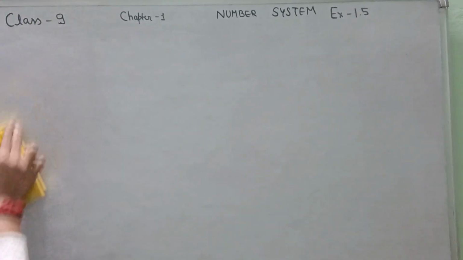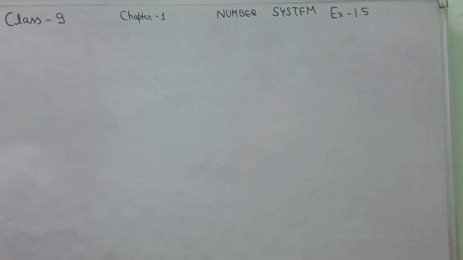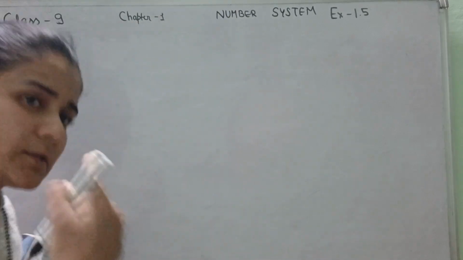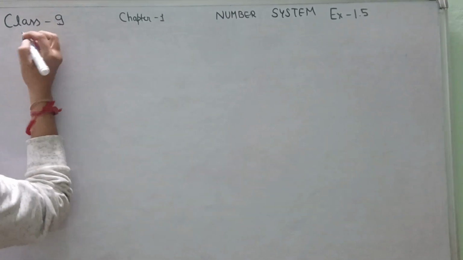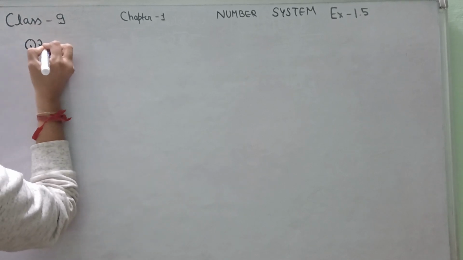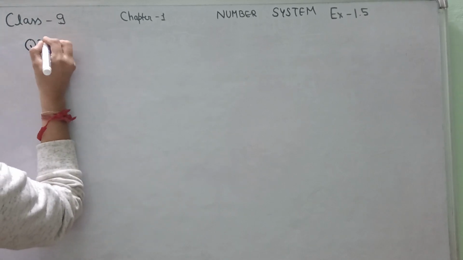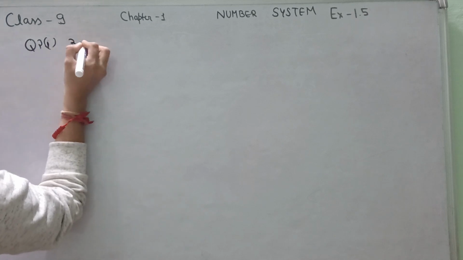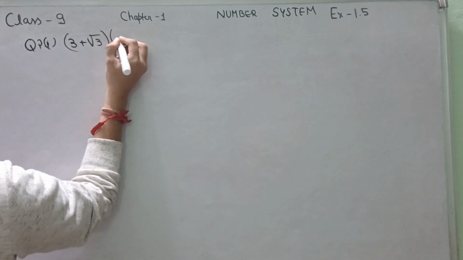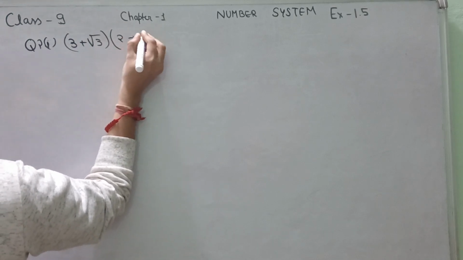Question number 2, simplify. In this we are going to see how to multiply, divide, subtract and add rational plus irrational numbers. Let's see it. Question number 2, part first: (3 plus root 3) into (2 plus root 2).